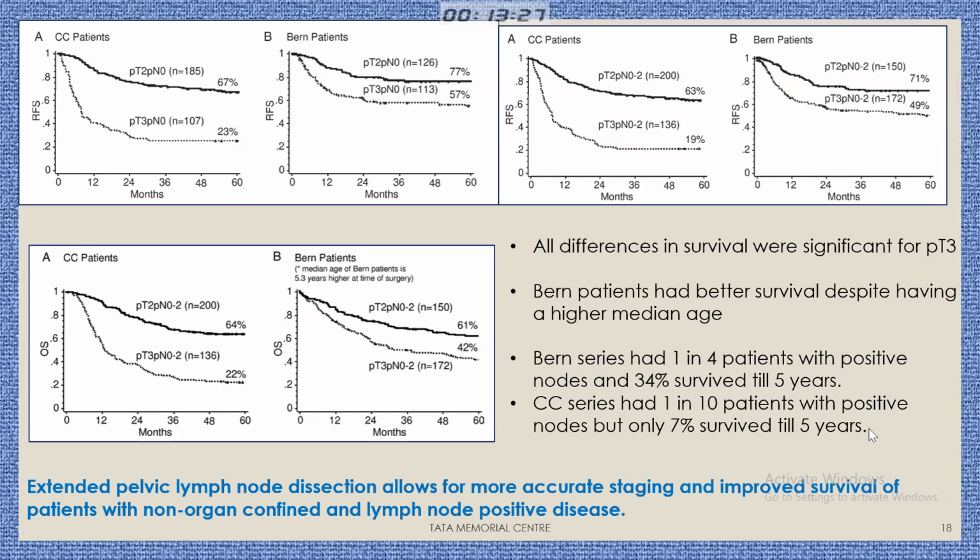So they found that the recurrence-free survival and overall survival was better in the Bern category of patients who underwent the extended template of dissection, typically in T3 disease. And although having a higher median age, these patients showed a better survival. In the Bern series, 1 out of 4 patients had positive nodes, but they showed a 34% survival till 5 years. While in the Cleveland Clinic, only 1 in 10 had a positive node, but only 7% survived till 5 years. So this retrospective data showed us that probably EPLND is the proper template which gives a more accurate staging and improved survival of patients with non-organ confined bladder cancer.